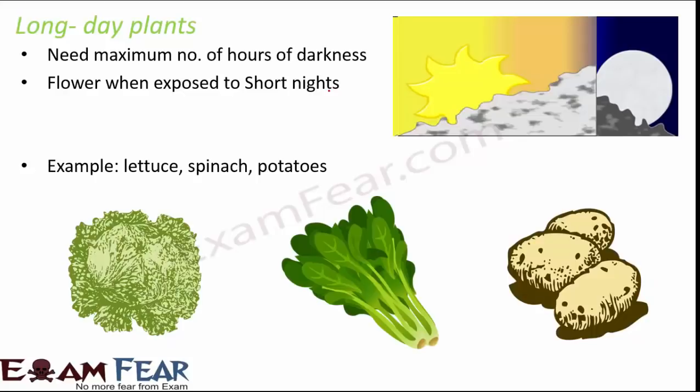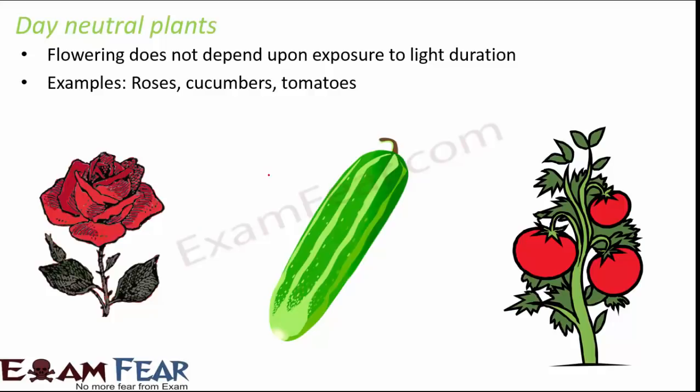Just the opposite is long day plants. So they flower when they are exposed to short nights or long days. Examples are lettuce, spinach, potatoes. Day neutral plants. So their flowering does not depend upon exposure to light duration. Such examples are roses, cucumber, tomatoes.